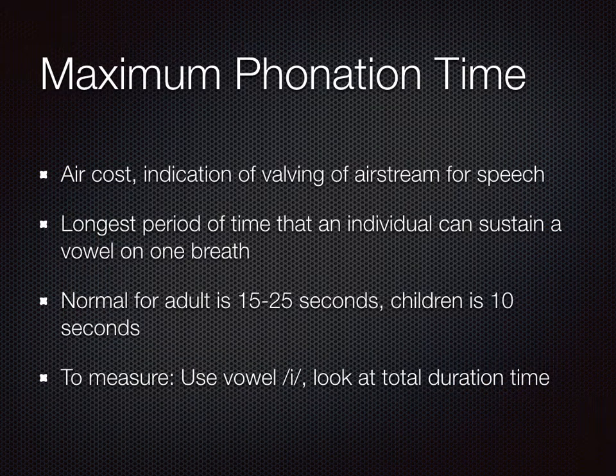The third parameter we're looking at is maximum phonation time. This parameter is defined as air cost. If it does not fall within normal range, then that is an indication that there is a problem with the valving of the airstream in speech. The maximum phonation time is the longest period of time that an individual can sustain a vowel on one breath. For an adult, this is anywhere between 15 and 25 seconds, and for children, 10 seconds.